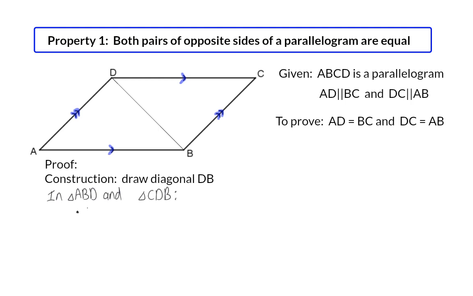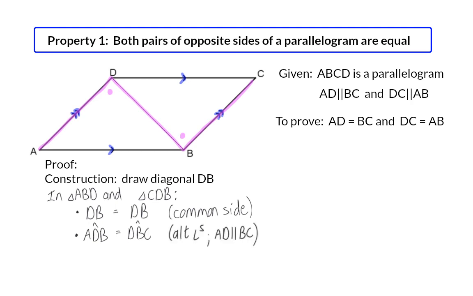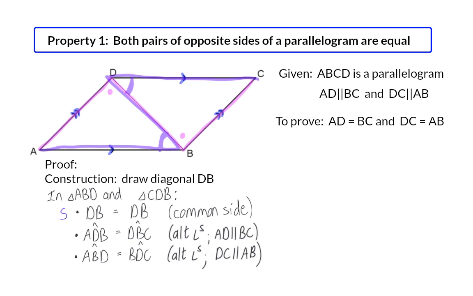Firstly, we can say that side DB is a common side in these two triangles and therefore equal. Next, we can make use of our parallel lines, and by using alternate angles, we can say that angle ADB is equal to angle DBC. Similarly, we can also say that angle ABD is equal to angle BDC. So now we have a pair of sides and two pairs of angles, so we can say that triangle ABD is congruent to triangle CDB, and our reason will be side, angle, angle.